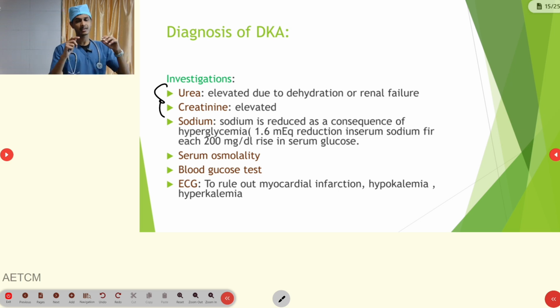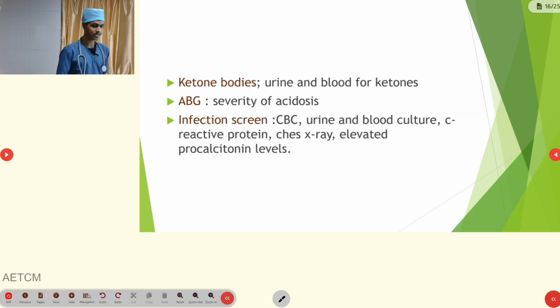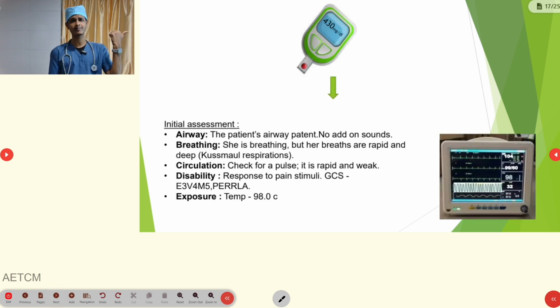For every 200 mg per deciliter rise in sugar level, serum sodium level reduces by 1.6 milliequivalents. And then you can also check serum osmolality, which is mainly helpful in the case of HHS, and a blood glucose test. Then we have to rule out the primary cause that induced the DKA. We told you, infection and infarction are the causes, so you can work up for infection and infarction. In ABG you can find the metabolic acidosis.